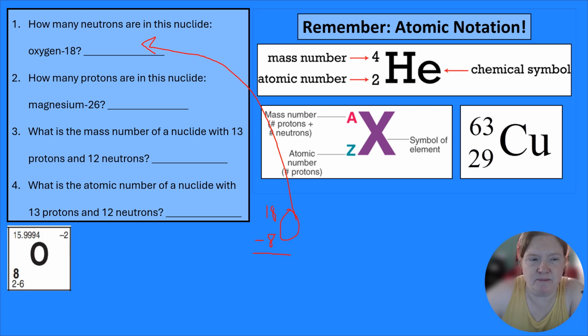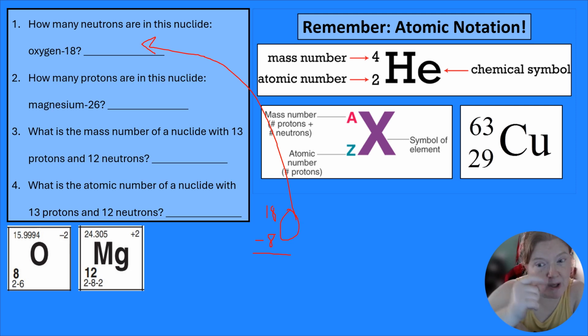Now the next one, how many protons are in this nuclide? Well, protons is the same as atomic number. So bam, you look it up on the periodic table, and how many protons does it have? And you write your answer right here.